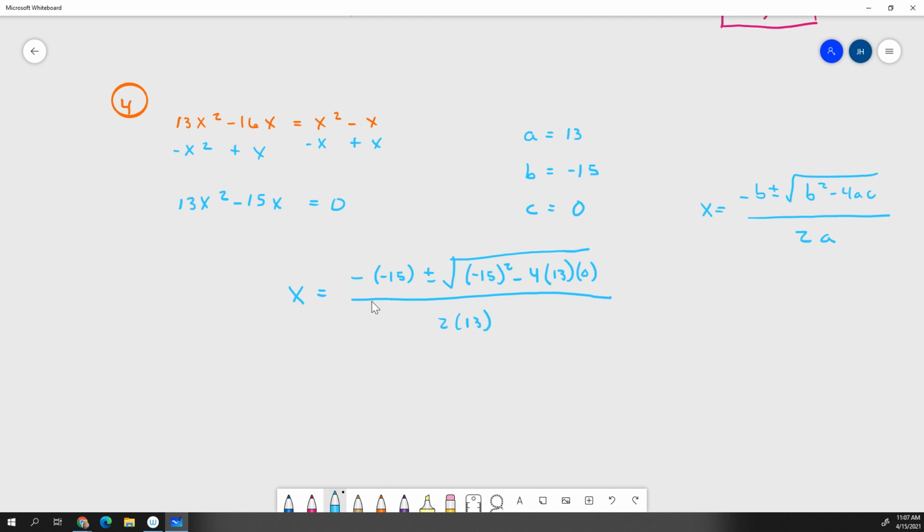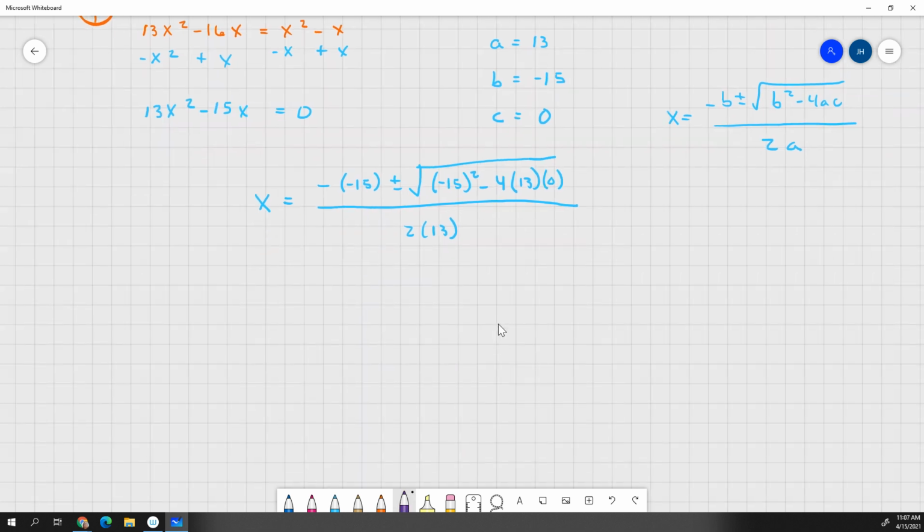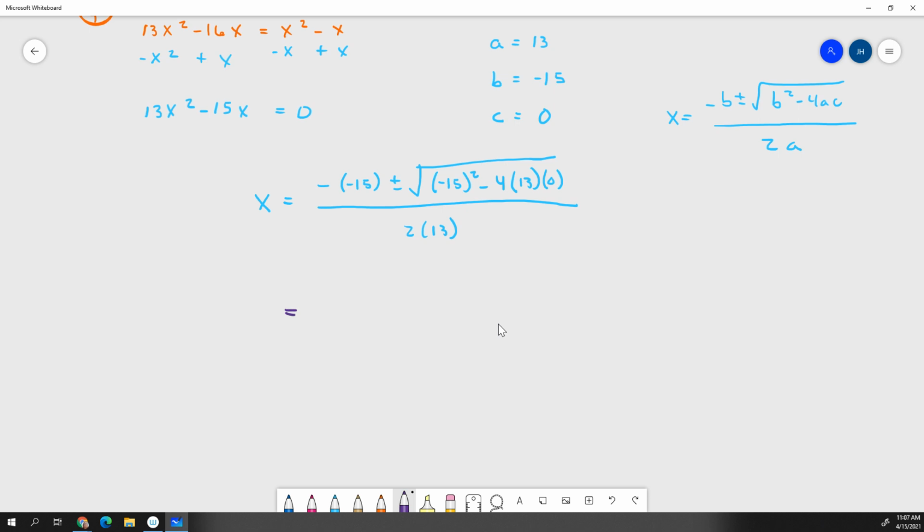So we did all of our plugging in. Now we're going to do our solving, right? Our simplifying. So negative times negative 15 just becomes positive 15 plus or minus the square root of negative 15 squared, I put this in parentheses so that the negative's in there too, right? 15 times 15 is 225. Minus 4 times 13, it doesn't matter what it is because it's all times 0 at the end. So this whole side of it becomes just 0, right? And minus 0 just means we're staying at 225. 2 times 13 is 26. And so what makes this convenient right here is that makes this 15 plus or minus 15 divided by 26.